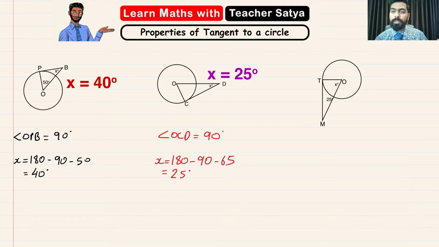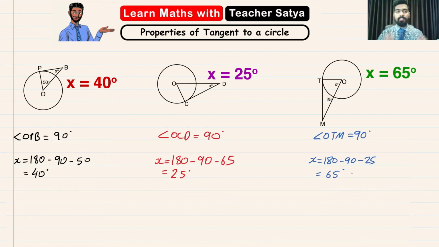In this question we see that OT is the radius and TM is the tangent. Therefore angle OTM will be equal to 90 degrees. And we can find the value of x by doing what we did in the previous question. So 180 minus 90 minus 25, which is equal to 65 degrees. And that is how we would find the measure of an angle in a triangle using the tangent radius property.